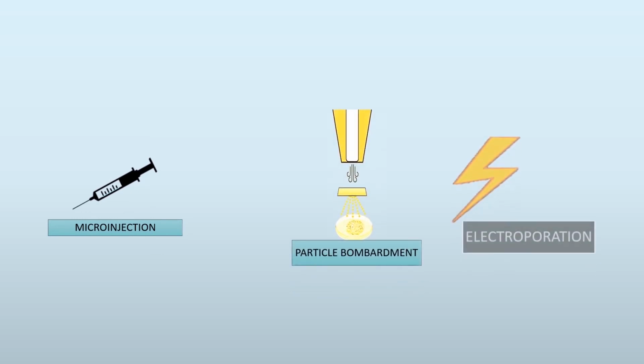The transfection is done by physical and chemical transfection methods. The physical transfection strategy is a method to introduce foreign DNA into the cell by the following techniques: microinjection, particle bombardment, electroporation.